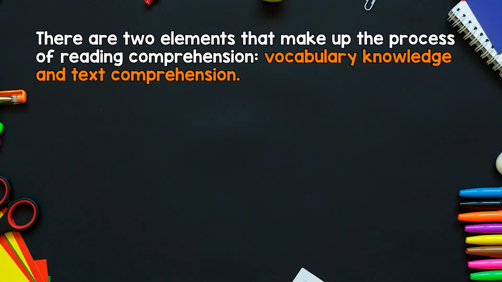There are two elements that make up the process of reading comprehension. Now let's see what those are. We have vocabulary knowledge and text comprehension. And if you remember our lesson on vocabulary building, we know that vocabulary building has to do with word knowledge. So when we say vocabulary knowledge, we are speaking about our knowledge of words.